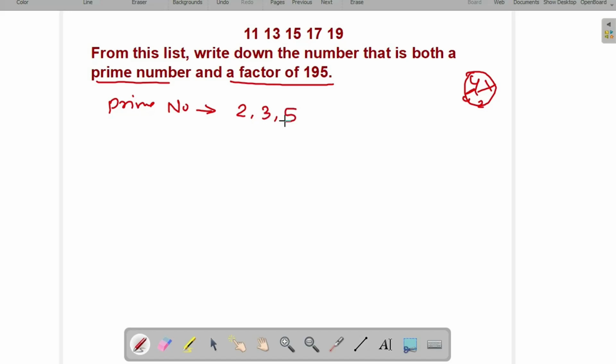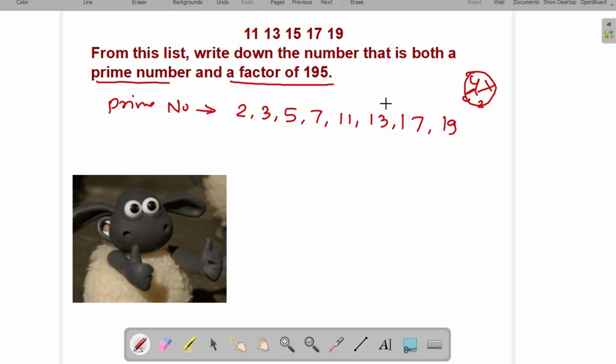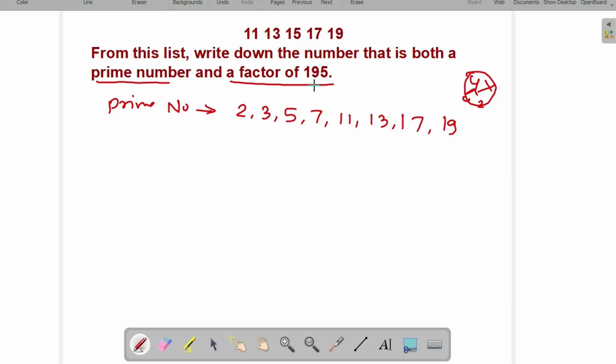Okay, so 3, 5 is a prime number, then 7 is a prime number, 9 is not a prime number, 11 is a prime number, then 13 is a prime number, then 17 is a prime number, 19 is a prime number. Like this we can write. So from here what we can say, 11, 13, 17 and 19 are prime numbers. But the question has two conditions. One is a prime number, and the other is it should be a factor of 195.